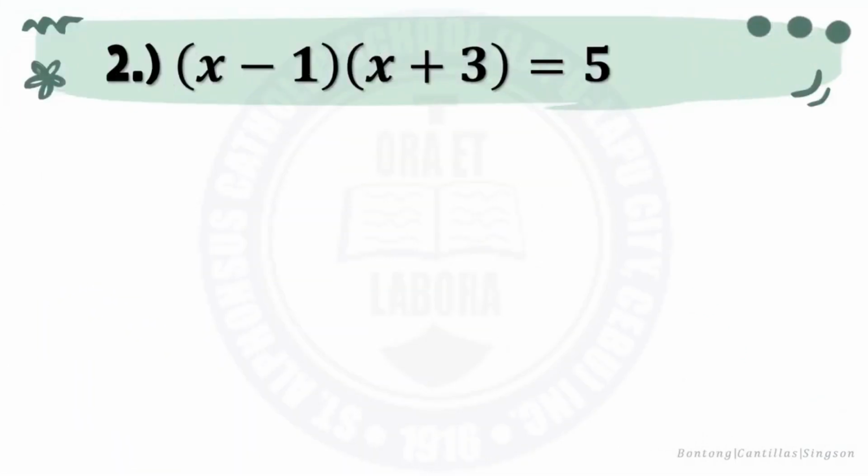Example number 2. Quantity x minus 1 times quantity x plus 3 equals 5. Solution. Rewrite the given equation into its general form. That is our first step. So unfortunately, our given is not yet in the general form. So all we need to do is to simplify.